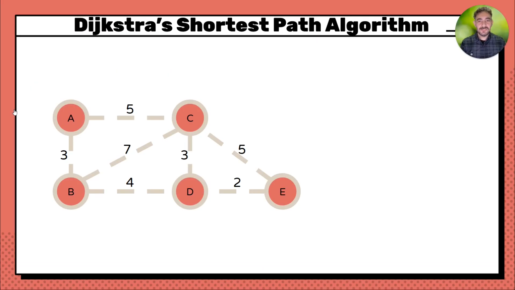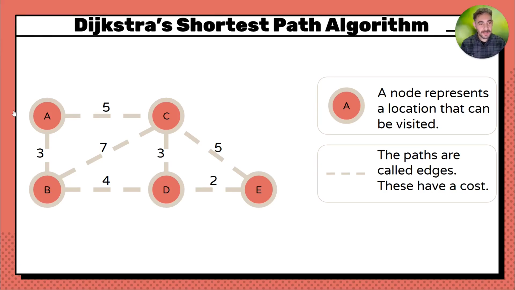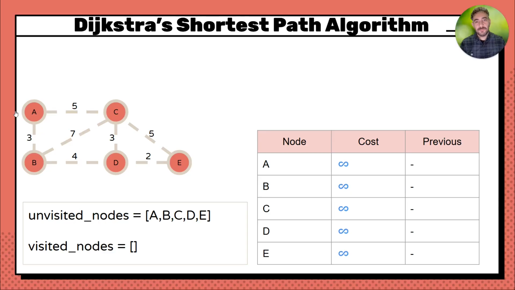In 1956, Dijkstra devised an algorithm for finding the shortest path from Rotterdam to Groningen. Dijkstra's algorithm uses weighted paths to work out the shortest path. As you can see from the legend on the right, a node represents a location that can be visited, and the dotted lines represent paths, which can be called edges. These have a cost. The aim of the shortest path algorithm is to get from the starting point to the destination with the least cost. So we calculate the shortest path by visiting connecting nodes from the starting point.